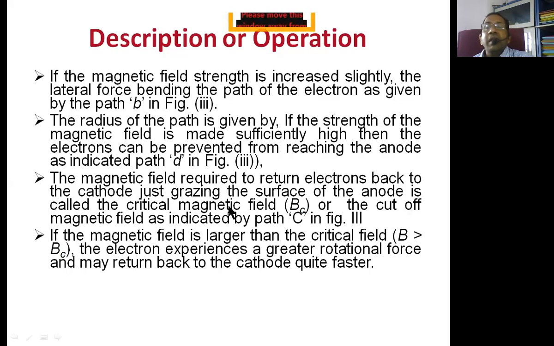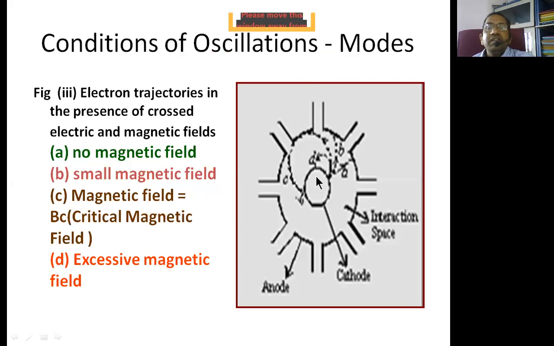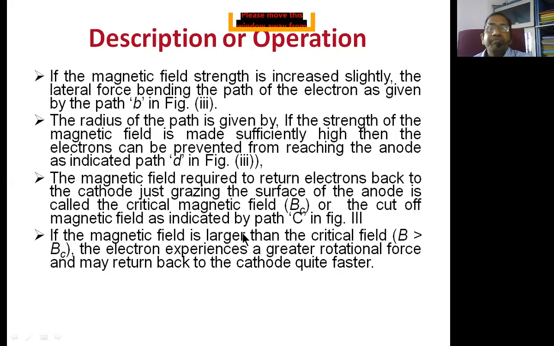Next is the critical magnetic field. The magnetic field required to return the electrons back to the cathode, just grazing the surface of the anode, is called the critical magnetic field. So what is the critical magnetic field? It is a magnetic field supplied so that the electrons graze the anode before returning to the cathode. The cutoff magnetic field is indicated by path C. This is path C. Here the electrons are simply grazing the anode. These cavities are all known as the anodes.